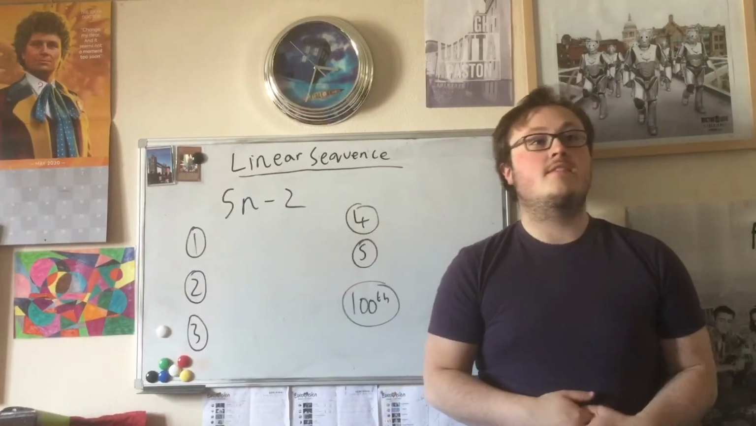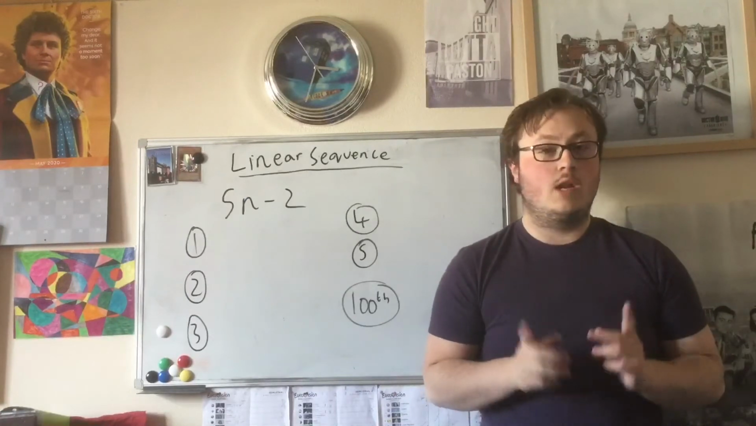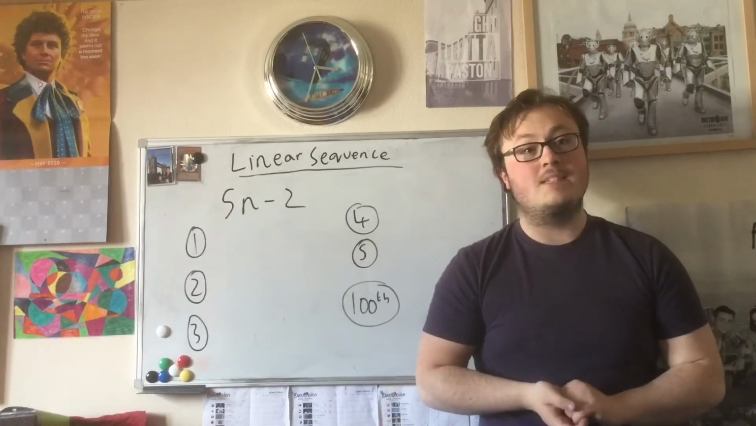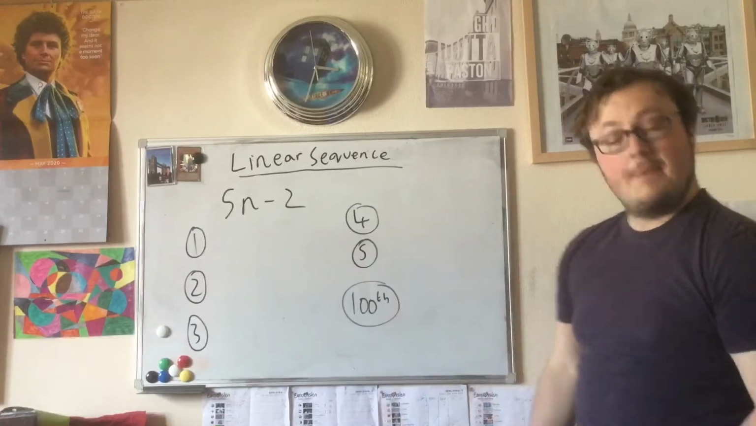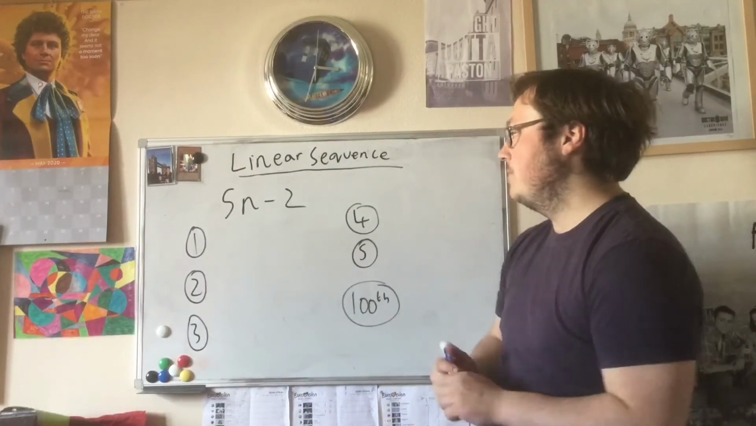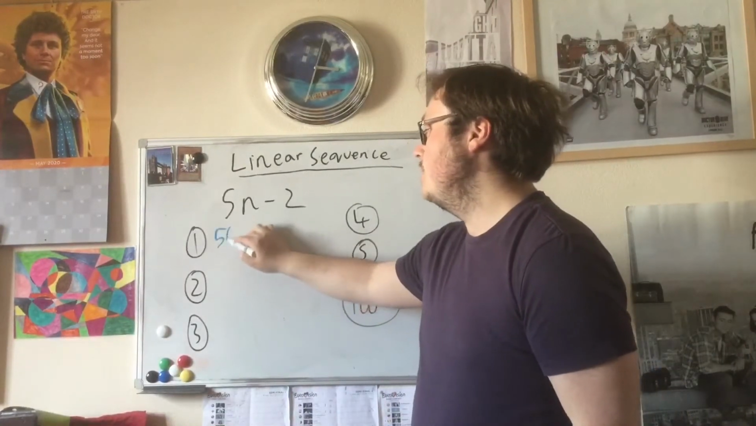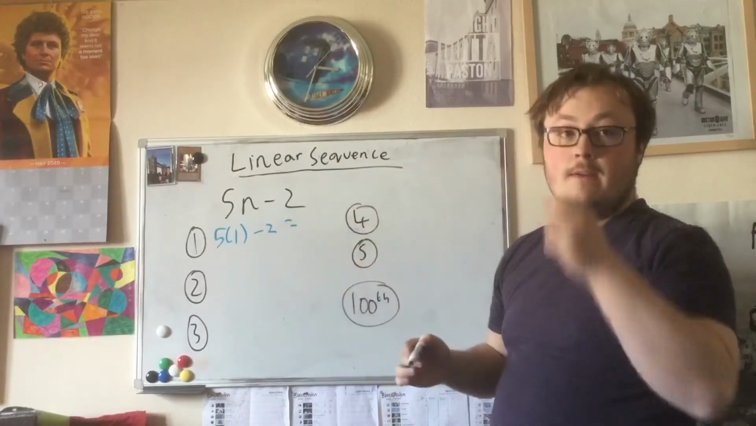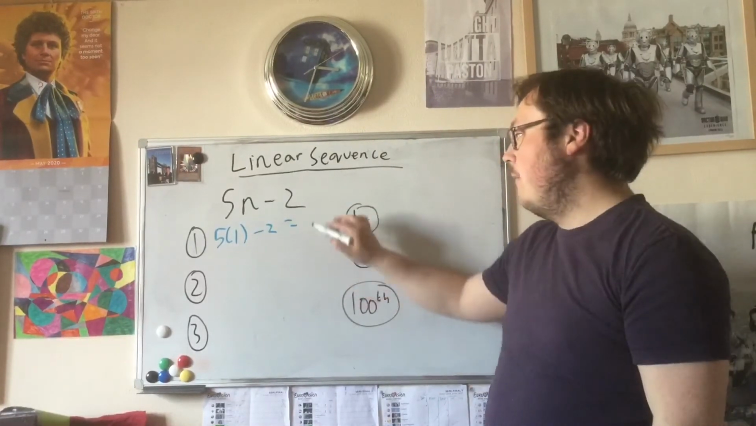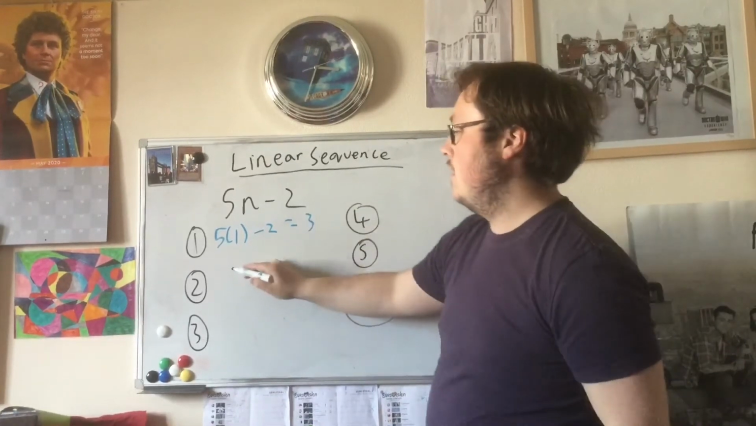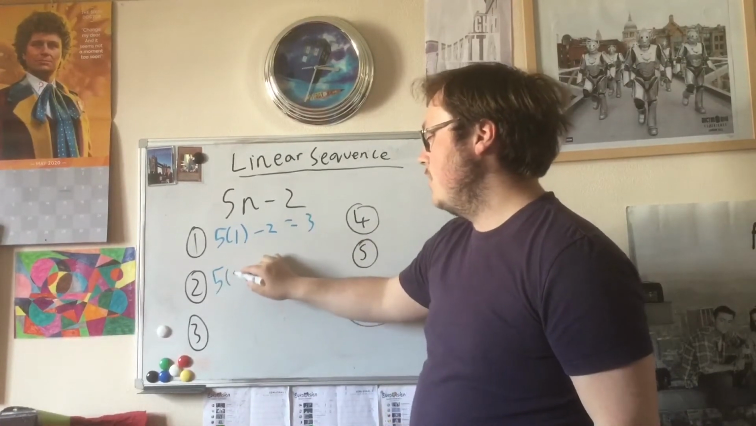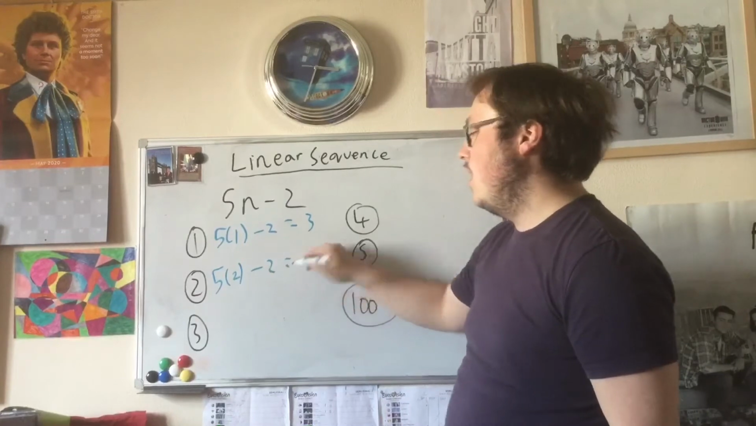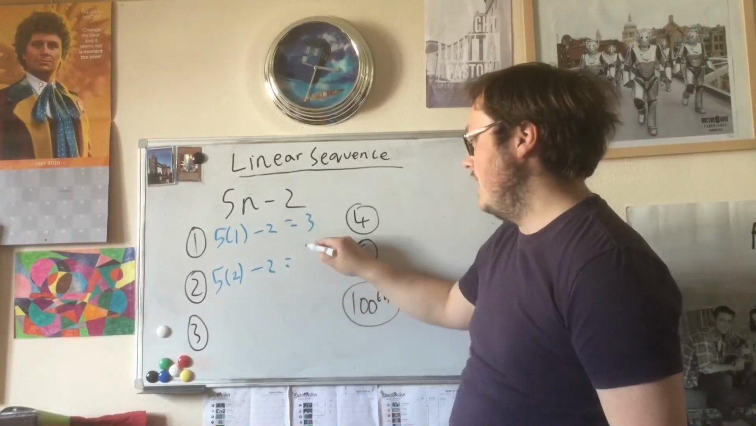Now let's try it with this sequence, 5n minus 2, and I want to find the first 5 terms and the 100th term. We'll get back to that one in a minute. So, we do 5 times 1, because it's the first term, minus 2. 5 times 1 is 5, minus 2 is 3. The second term, so we put a 2 in there, take away 2.